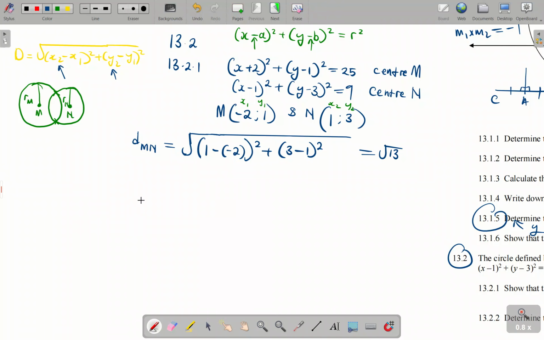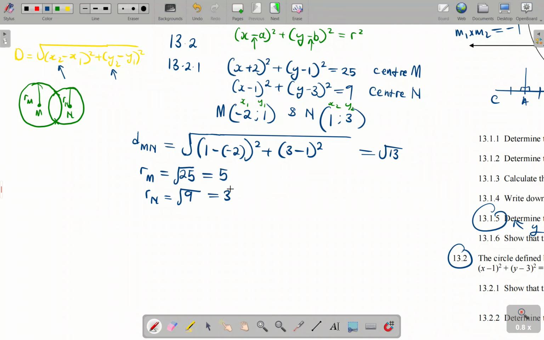So to find the sum of the radii, rm is simply 25. But you're not just gonna take it as it is, guys. That's not the radius there. It is the radius squared, but we are looking for r, the radius. So simply take the square root of this one here. The square root of 25 is 5. And rn is 9, but take the square root. The square root of 9 is 3.